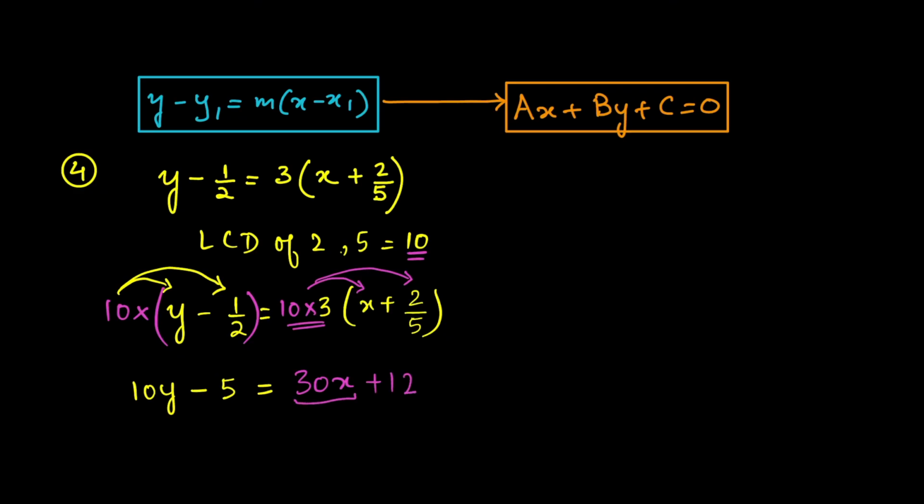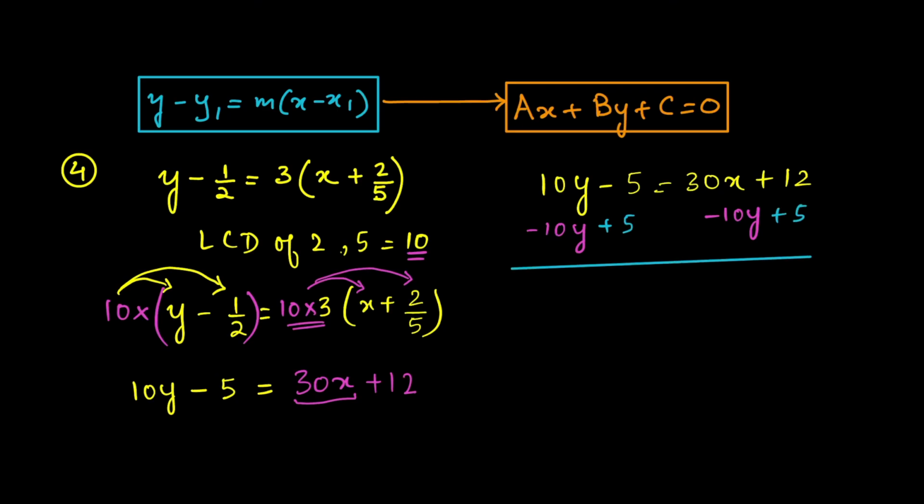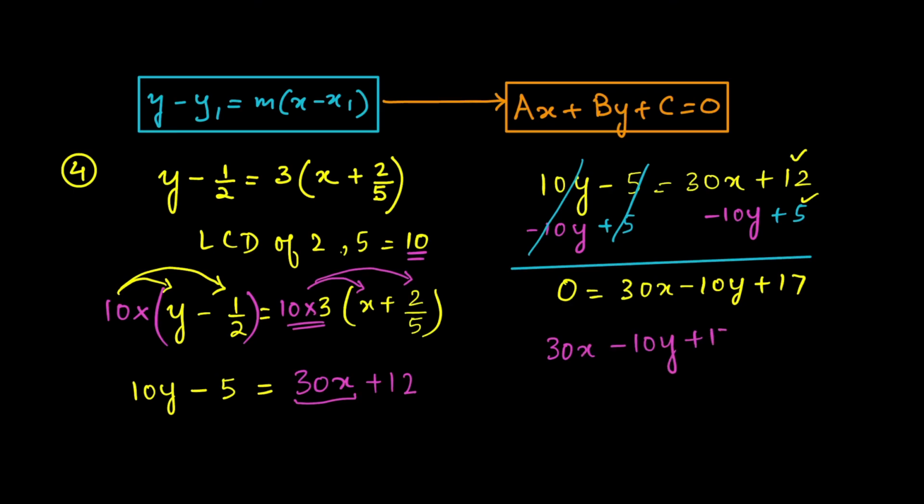Now we have x positive here, so we'll move the terms to this side. So I'm rewriting the equation here. And then we do the opposite operation, so minus 10y this side, and then we do plus 5 and plus 5. So here these will be cancelled, and we are left with 0 equals, so first the x term, then the y term, and then plus 12 and plus 5, so it is plus 17. Since we have 0 on the left side, we switch the sides, so we write 30x minus 10y plus 17 equals 0.